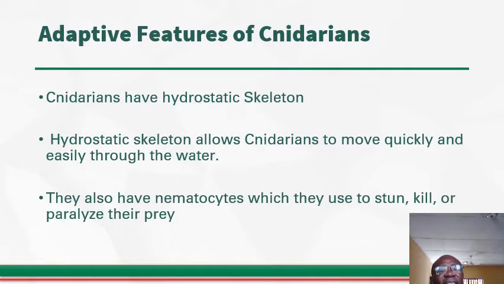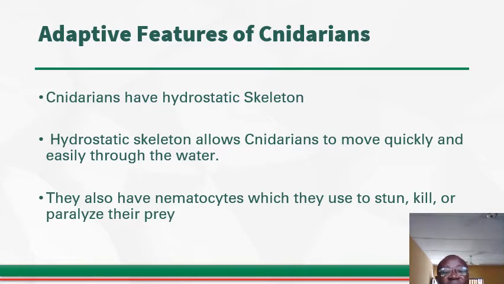Then, what are the features that enable them to adapt in the marine habitat? Basically, they have a hydrostatic skeleton, and it is this hydrostatic skeleton that allows them to move quickly and easily through the water, since they are found in the aquatic environment, particularly the marine habitat.